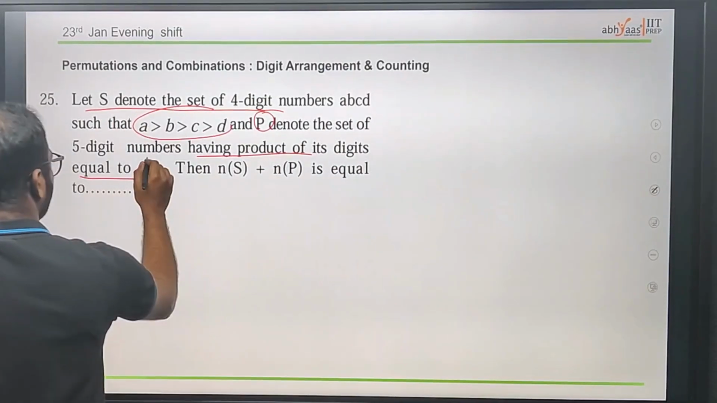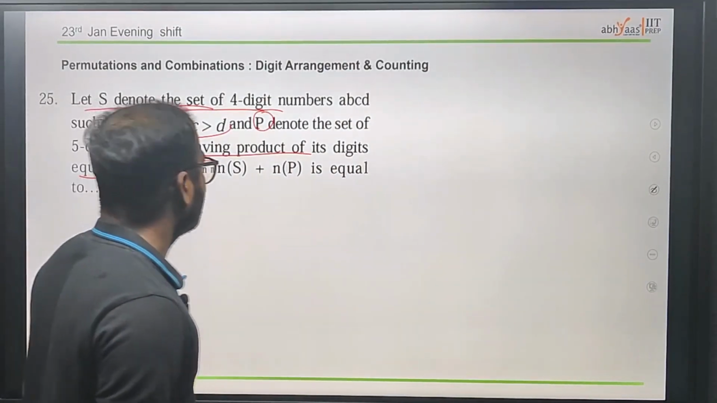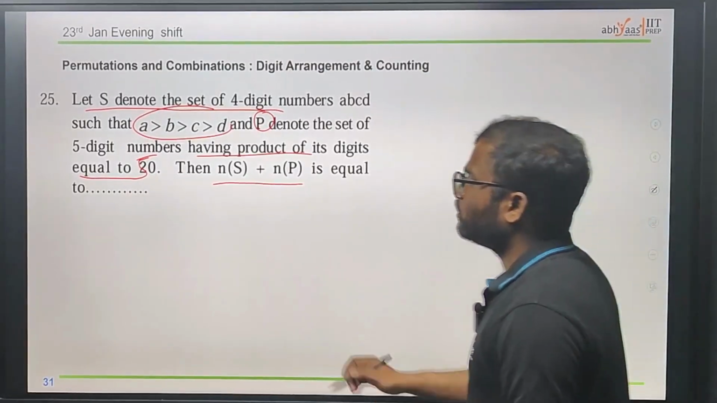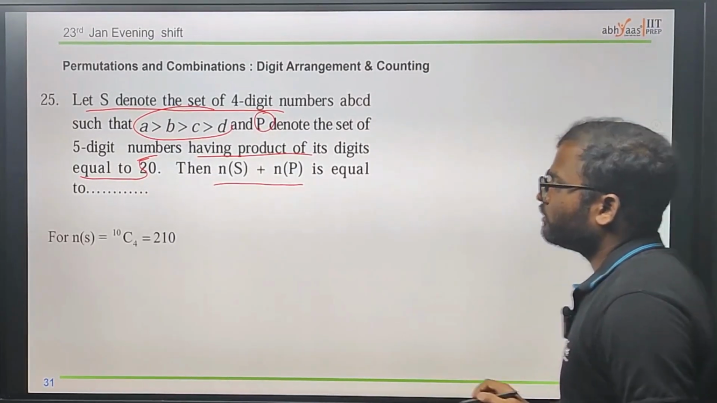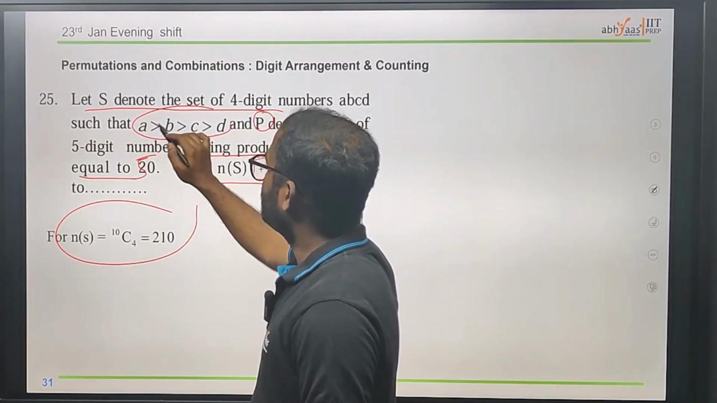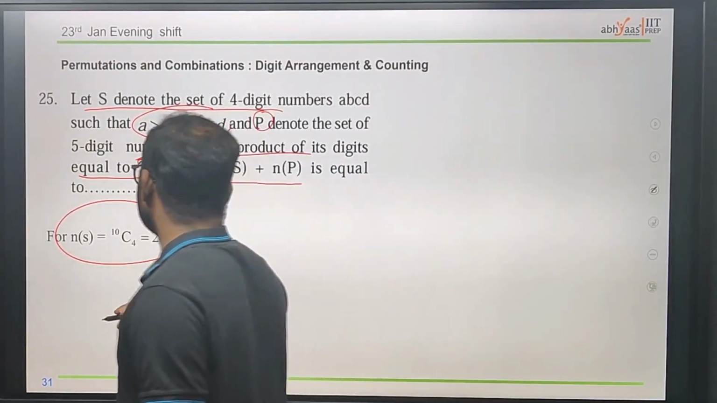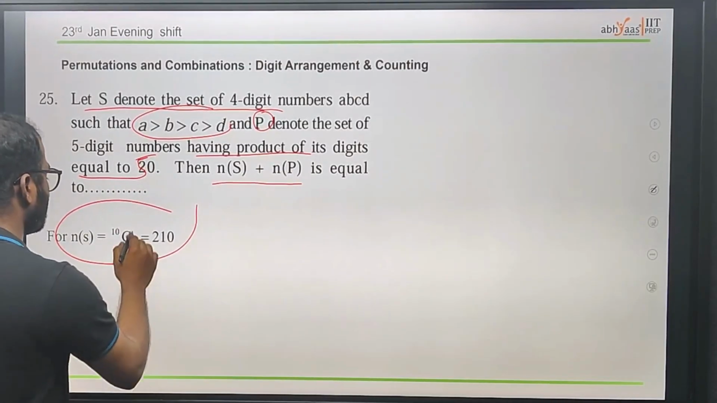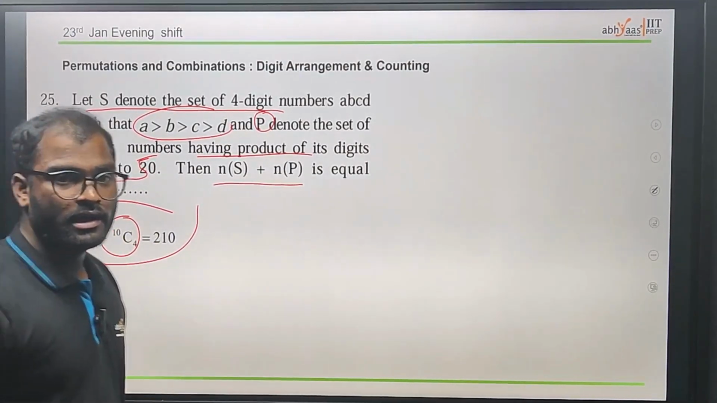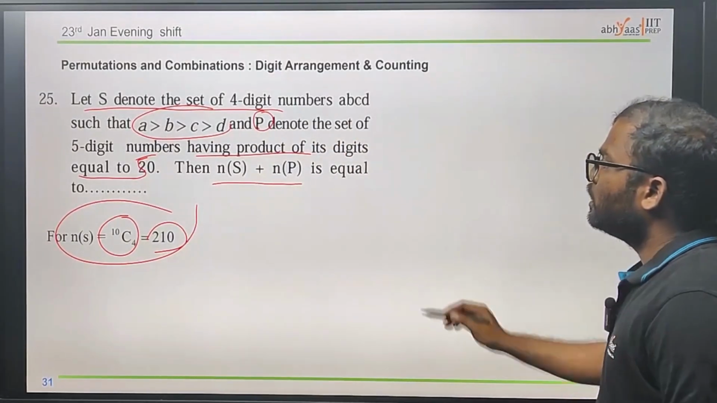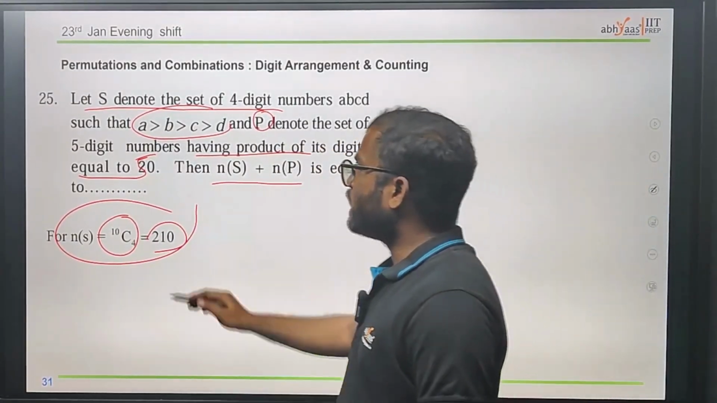Sorry, this is 50 here. Now for the number of elements present in S, which is the 4-digit number ABCD in increasing order, the elements can be chosen in 10C4 ways, which is 210.